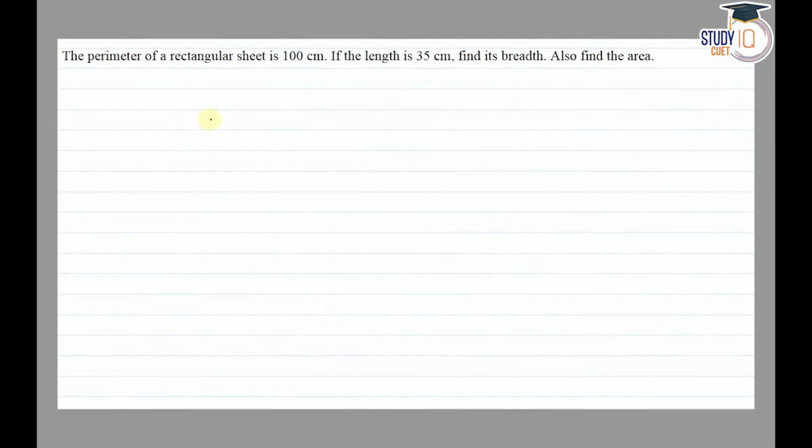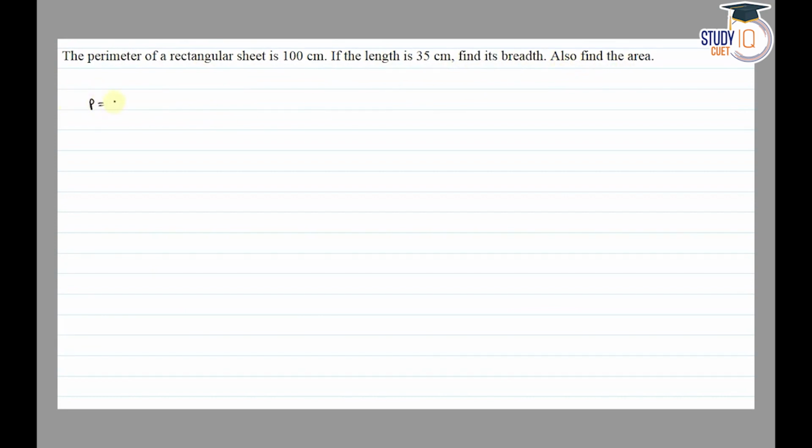Hello everyone, this question appears in class 7th NCERT chapter of perimeter and area. This is fourth question of its exercise 11.1. So the question says that the perimeter of a rectangular sheet is 100 cm. If the length is 35 cm, find its breadth and also find its area.